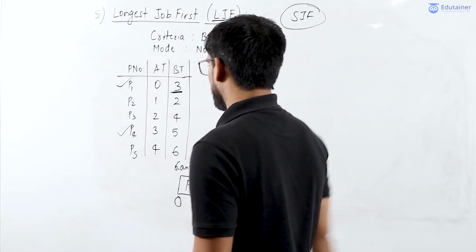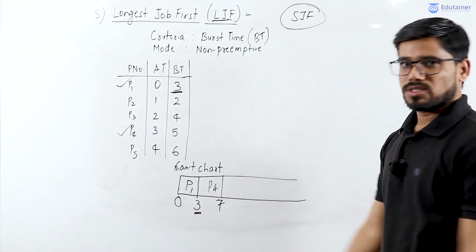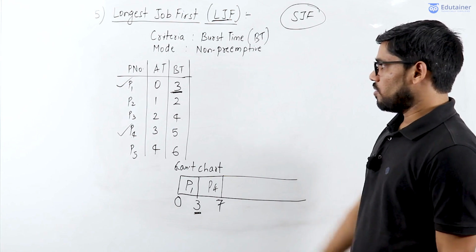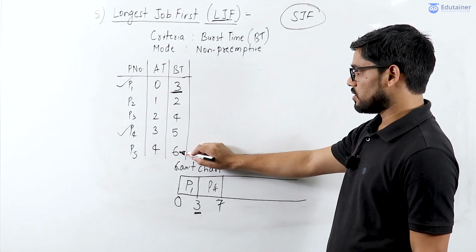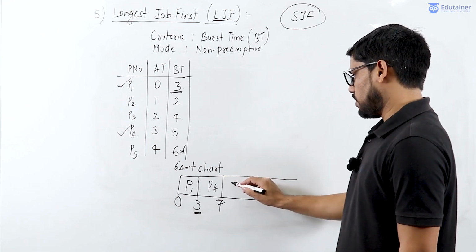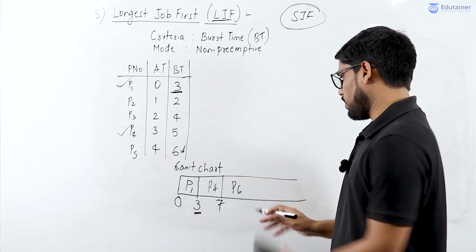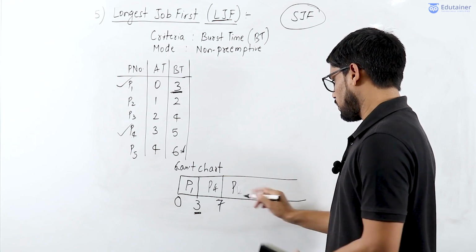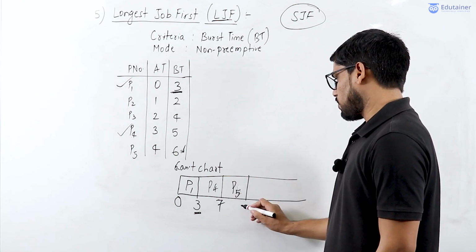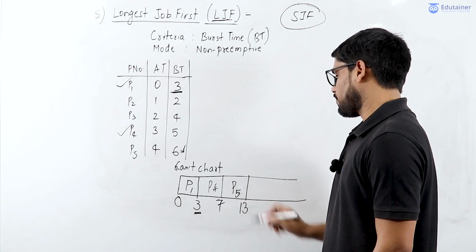P4 is also over. Now at time 7, the processes P2, P3, and P5 are available, and among these process P5 has the largest burst time, which is 6 units of time. So the next process will be process P5, and P5 requires 6 units of time. 7 plus 6 is 13.